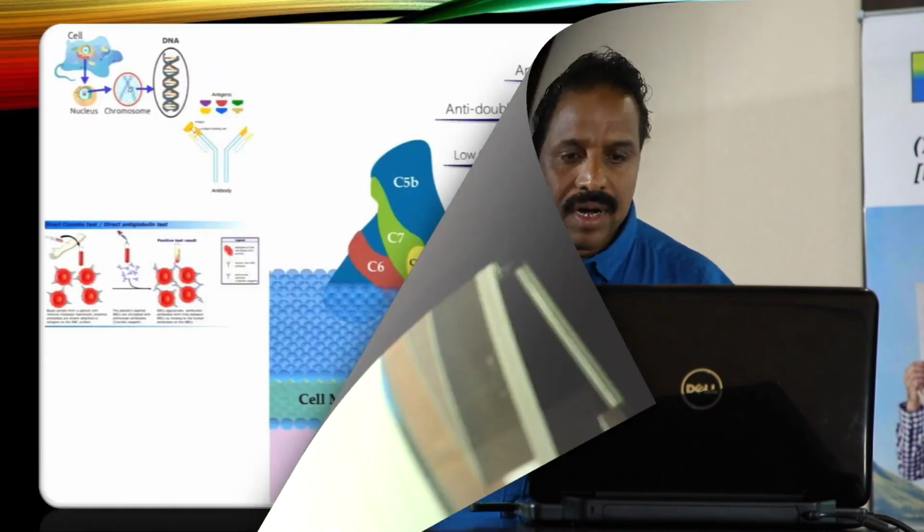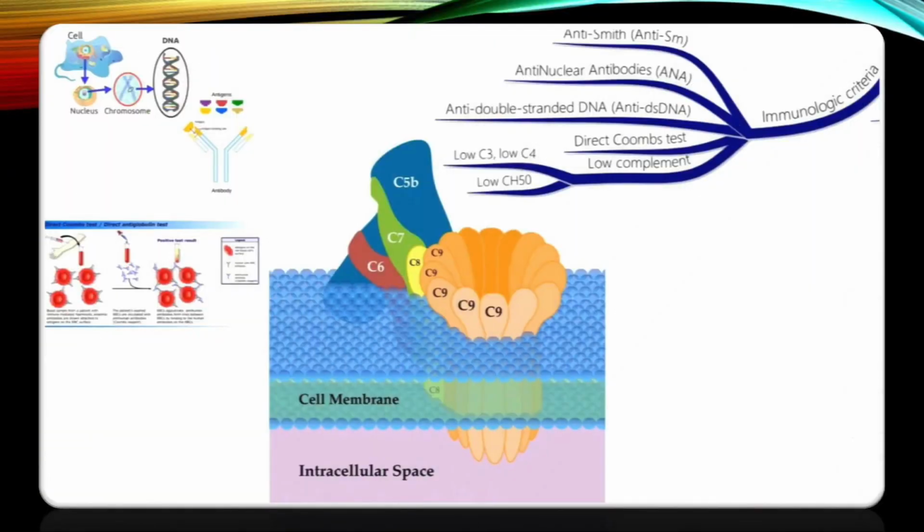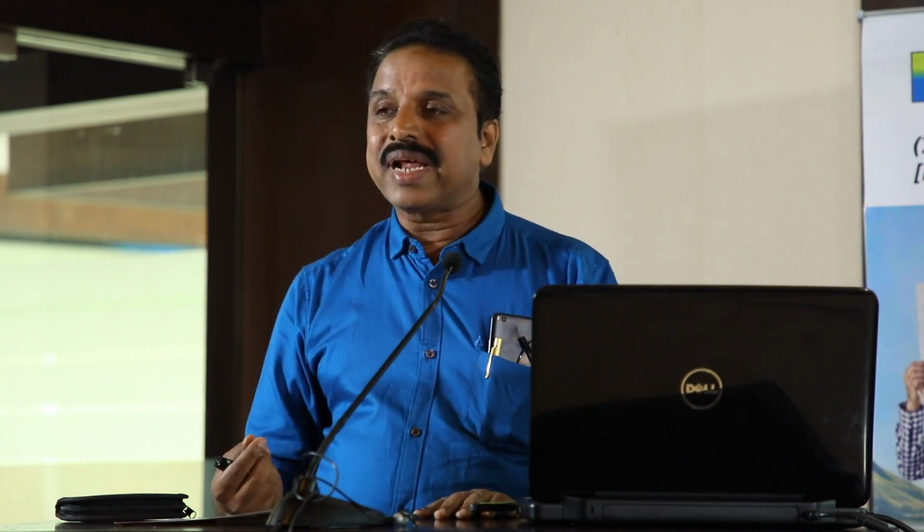You can have the cell membrane glycoprotein GP1, and lupus anticoagulants. These are the few antiphospholipid antibodies. This is very important because the patient can develop APS, antiphospholipid syndrome. Usually in pregnancy you can get the antiphospholipid syndrome.